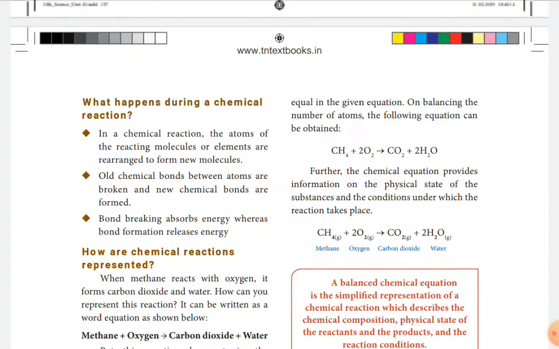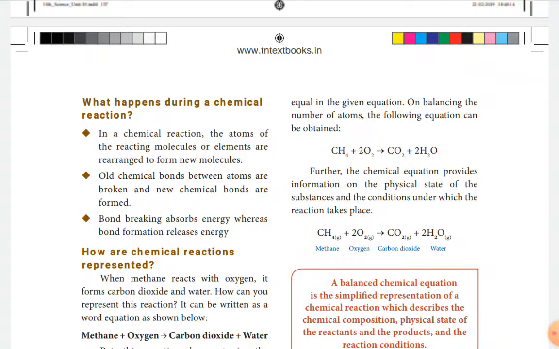So what are called reactants? In a chemical reaction there are two parts: a left hand side part and a right hand side part, that is, left of the arrow mark and right of the arrow mark. The elements or compounds on the left hand side are called reactants because these are the substances taking part in a chemical reaction. You have already learned in 9th standard, 8th standard also, that the substances, compounds or elements which take part in chemical reactions are called reactants.